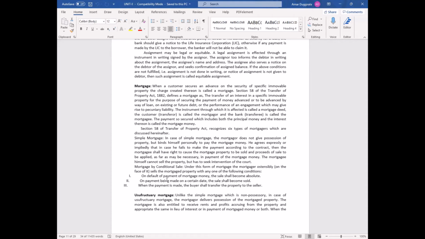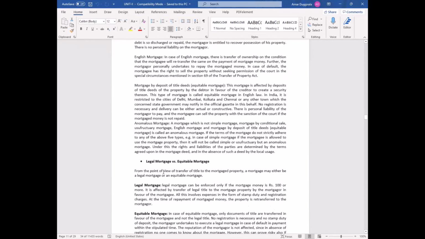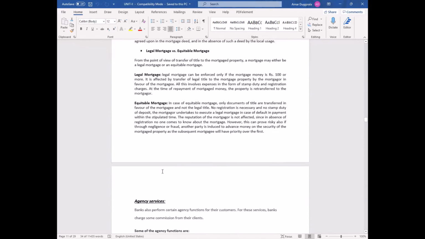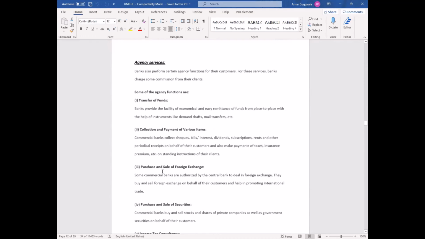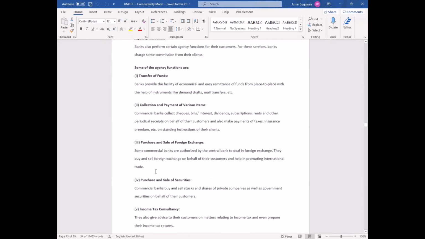What are those different charges? Lien, mortgage, assignment, hypothecation. We have studied that there are different types of charges which are created, and every type of charge has its own features and characteristics, and some of them are extensions of one another. For example, hypothecation is an extension of pledge. It includes the features of pledge, but it has some extension to it.